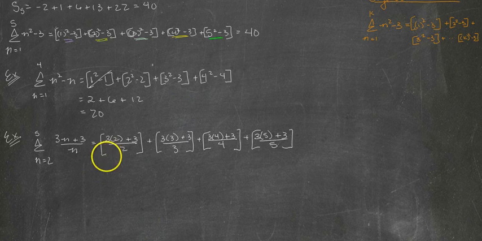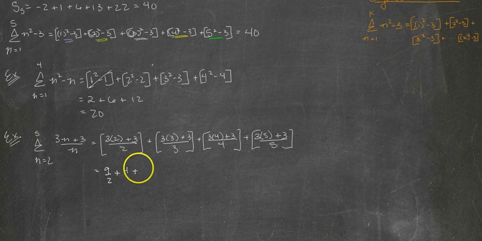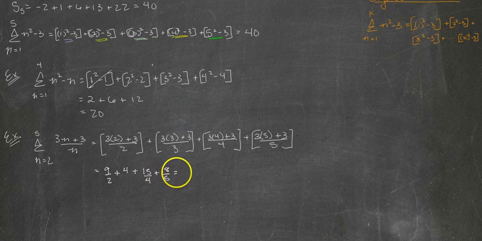All right, so that would be 9 halves plus 12 divided by 3 is 4 plus 15 fourths plus 18 fifths. Find a common denominator and combine all of your terms, and you get 317 over 20, which is approximately equal to 15.85.